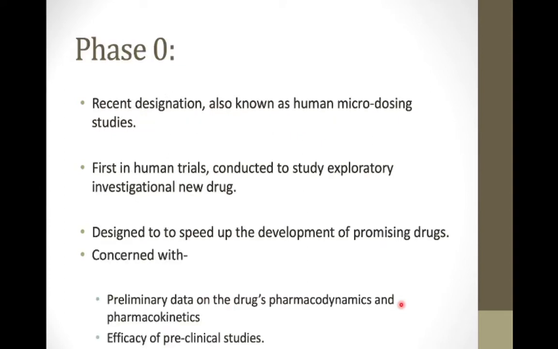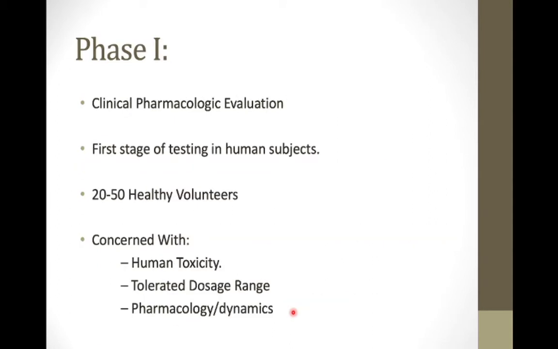So phase 0, this is the most recent designation, and it's known as a human microdosing study. This is really the first part. The first human trials are conducted to study exploratory or investigational new drugs. This is designed to speed up the development of promising drugs, and it's concerned with looking at preliminary data on the drugs' pharmacodynamics and pharmacokinetics, and the efficacy of pre-clinical studies.